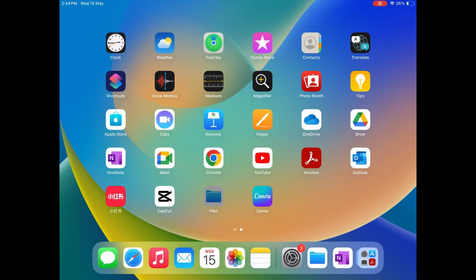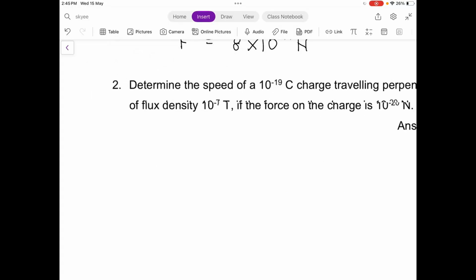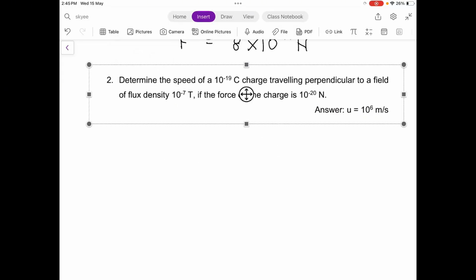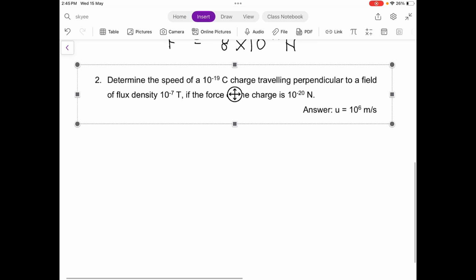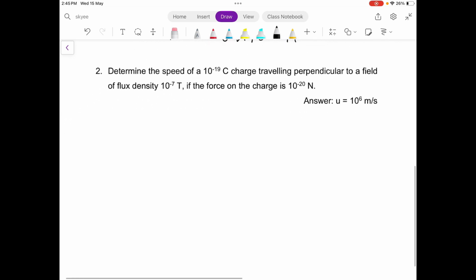Right, we'll go to the next question. Question number 2. Determine the speed. Maybe here you have to jot down that they want you to find the speed. Speed of a 10 power negative 19 charge. So obviously this one is a Q, traveling perpendicular to a field flux density, B. Again you see the word perpendicular.